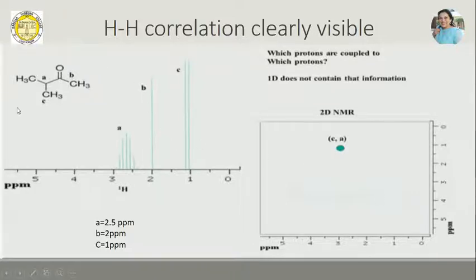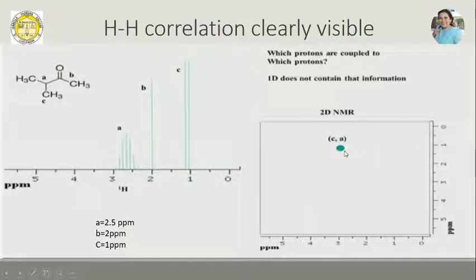So if you look at this particular case, this is one proton NMR here, and the values I have written here are A equal to 2.5 ppm, B is 2 ppm, and C is equal to 1 ppm. Now let's see where this dot is coming from. If you see, this dot is coming from 2.5. So from 2.5, if I draw a direct vertical line, where do I reach? I reach C. So C is at 1 ppm.